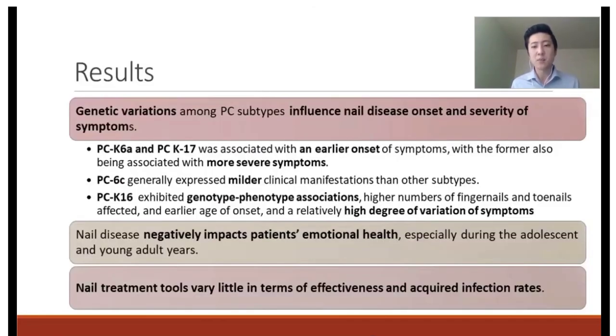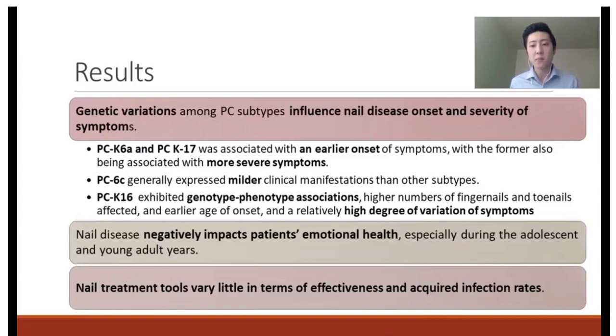This slide summarizes our results. Our findings confirmed previous reports of gene-specific PC disease courses. PC K6A having an earlier onset and more severe disease symptoms, PC K6C having milder clinical manifestations than other gene defects, PC K16 correlating with more digits affected, earlier age of onset, and more variation of symptoms.